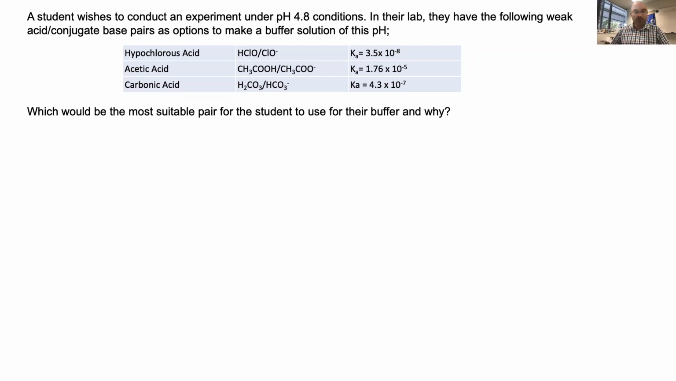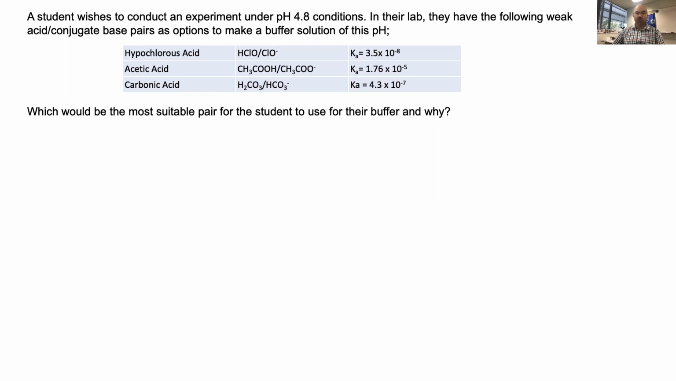Hello, I'm going to go through a workshop question that I posed during the workshop, but we didn't have time to go through it. So in this question, a student wishes to conduct an experiment under pH conditions of 4.8. And in their lab, they have the following weak acid conjugate base pairs as an option to make their buffer solution to this pH. And so the question is asking which is the most suitable pair to use and why.